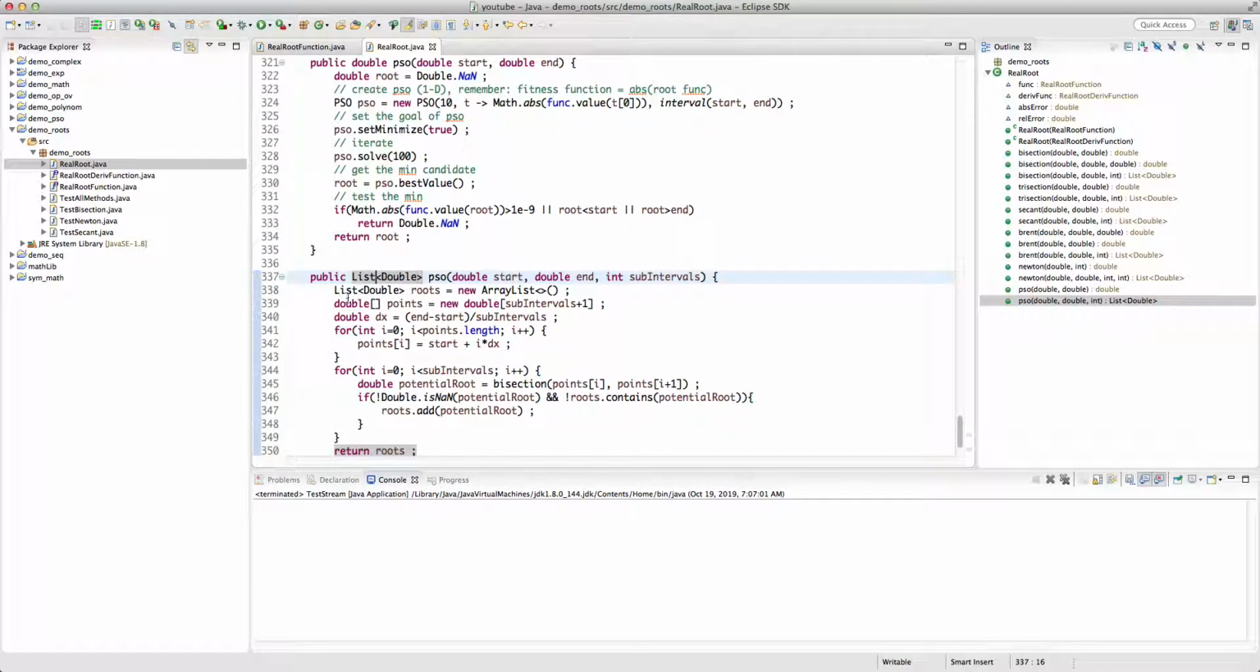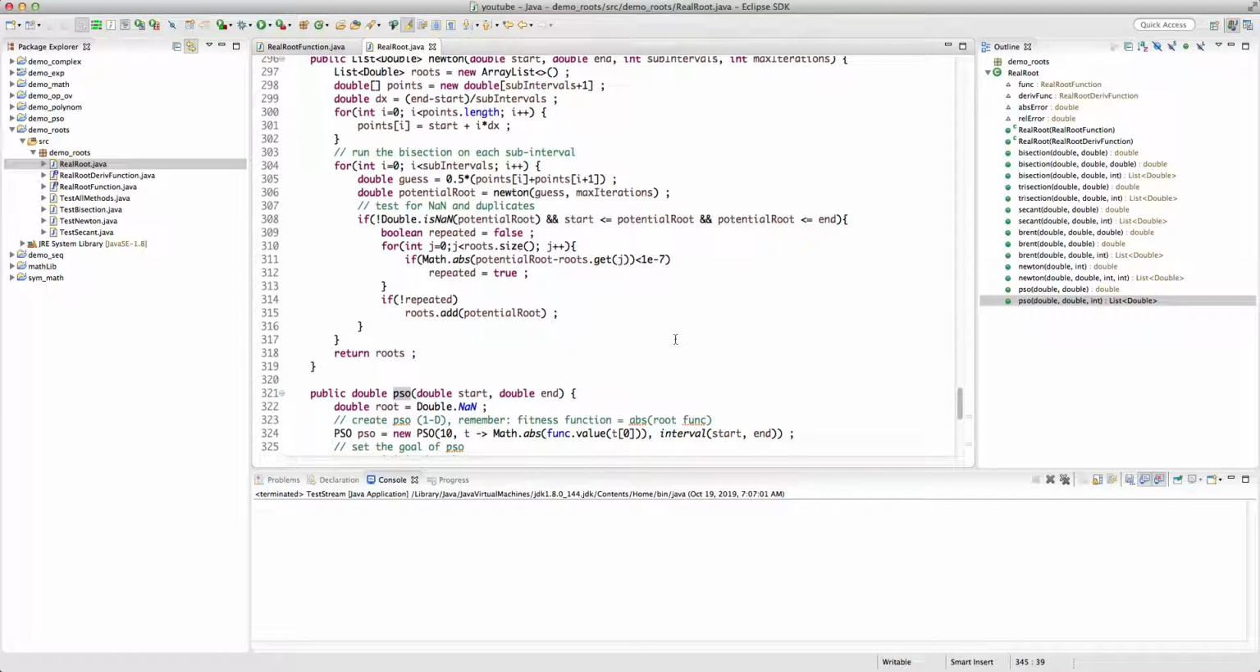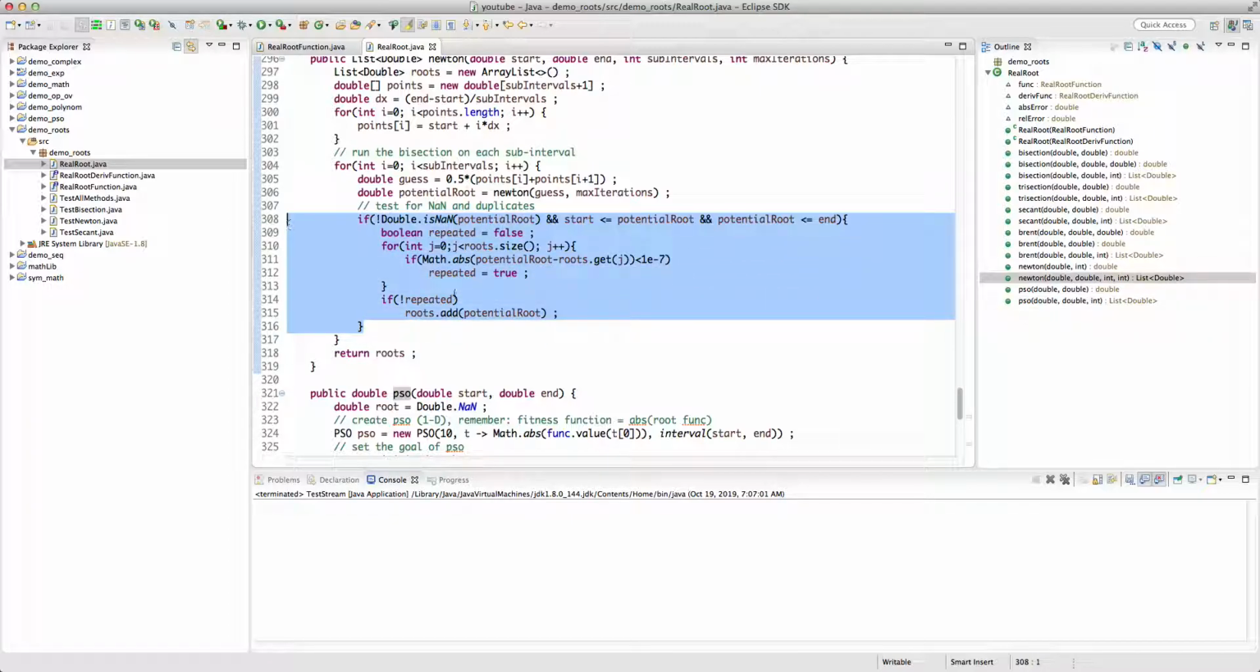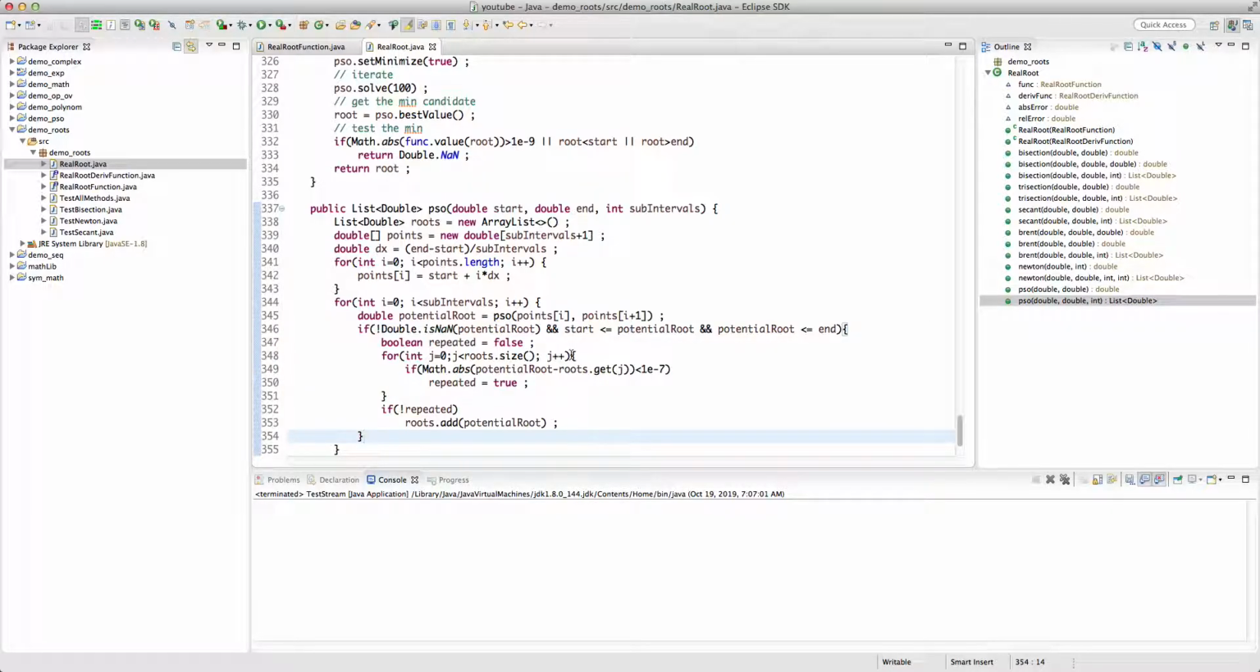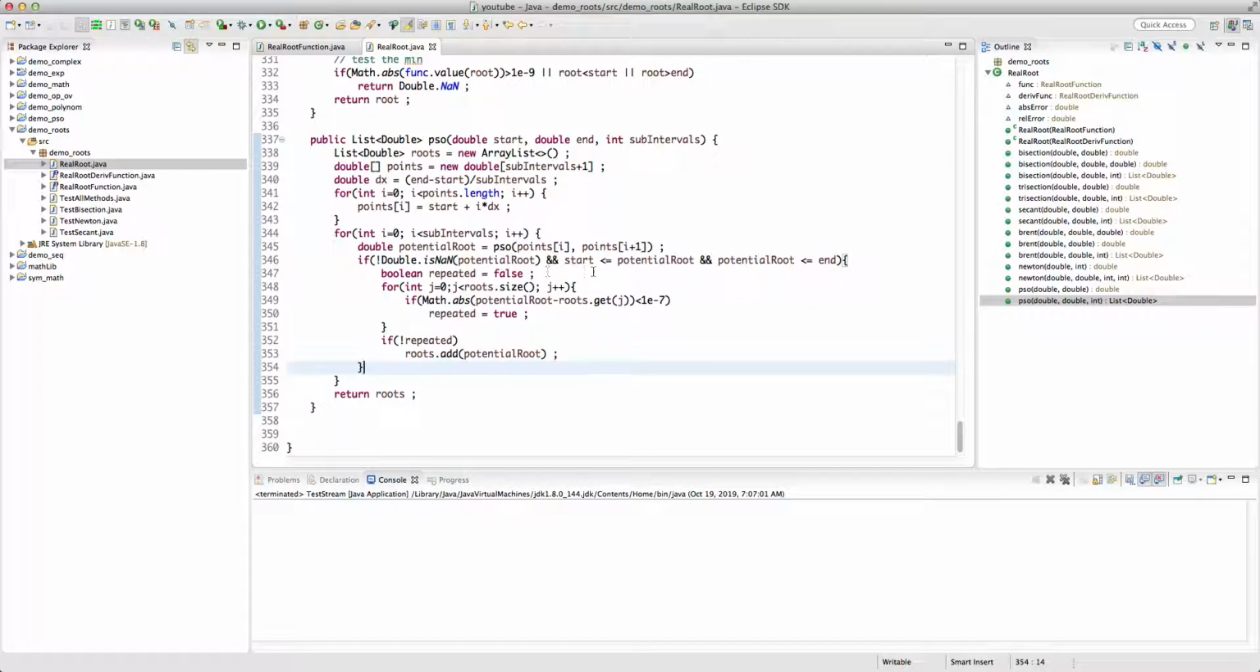And everything is the same, a list of doubles. Okay, and here we just have to set PSO. And maybe I'm going to use this if condition here for the potential root. Okay, and the start of the interval should be points I, the end of the interval should be points I plus 1, because when we find a root candidate in each sub-interval, we have to make sure that it remains in the sub-interval.